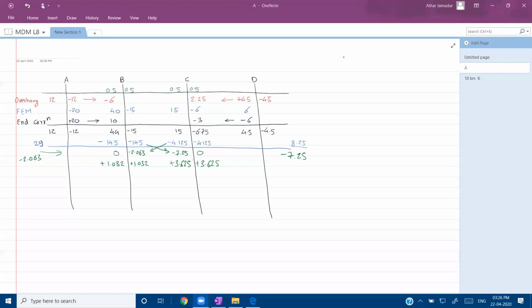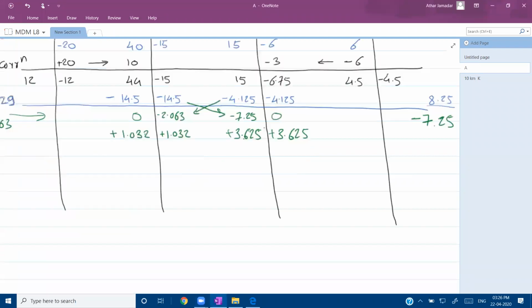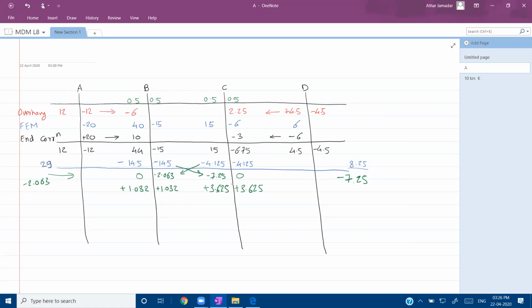Someone asked how the 0 came near 2.063 and 7.25. It is the procedure for solving an MDM problem for two consecutive supports. This 2.063 is nothing but half of 4.125, and the 7.25 is nothing but half of 14.5. But for calculation of unbalanced moment, there should be some value of moment on either side of the support. That means on the right side of support B there is a value of 2.063, while on the left-hand side of support B there is no value. That's why we have considered this zero value.